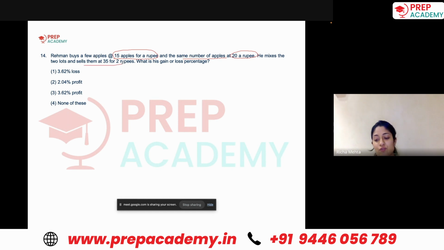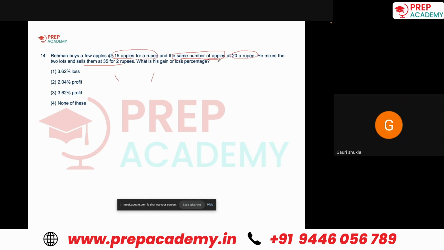So basically, I will have to find its total cost price and selling price to find his profit or loss percentage. Now, what is the crux over here? He is buying from two different deals, but he is buying the same number of apples. Do we see this? In one deal, he is buying 15 apples for 1 rupee and in another deal 20 apples for 1 rupee. So, if I want both the deals to buy the same number of apples, what should be that same number of apples that we should assume? The LCM of 15 and 20, which would be 60.